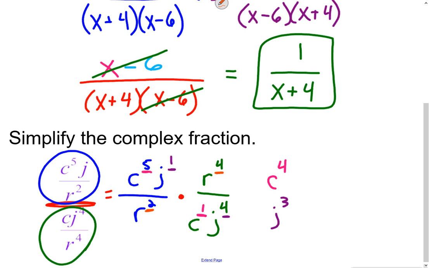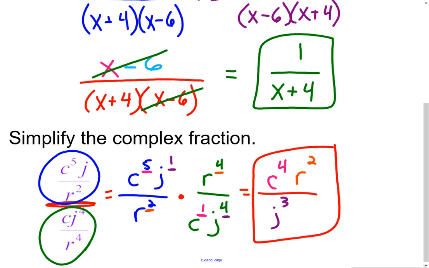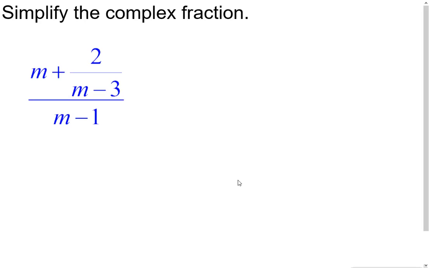Subtract, I'm going to do 4 minus 2, which is going to put me at 2, so I have r to the 2nd in the numerator. And there's nothing more to simplify here. Therefore, this is our simplified answer to that complex fraction that we started with.